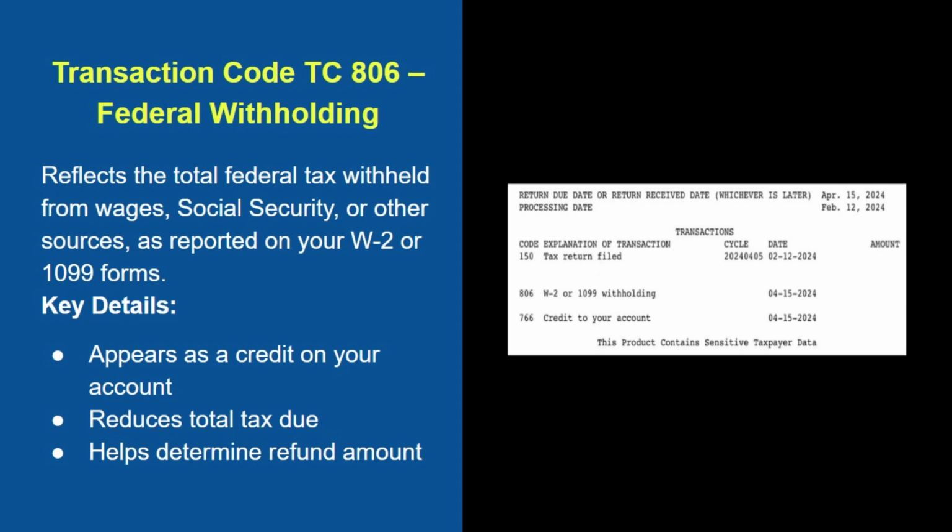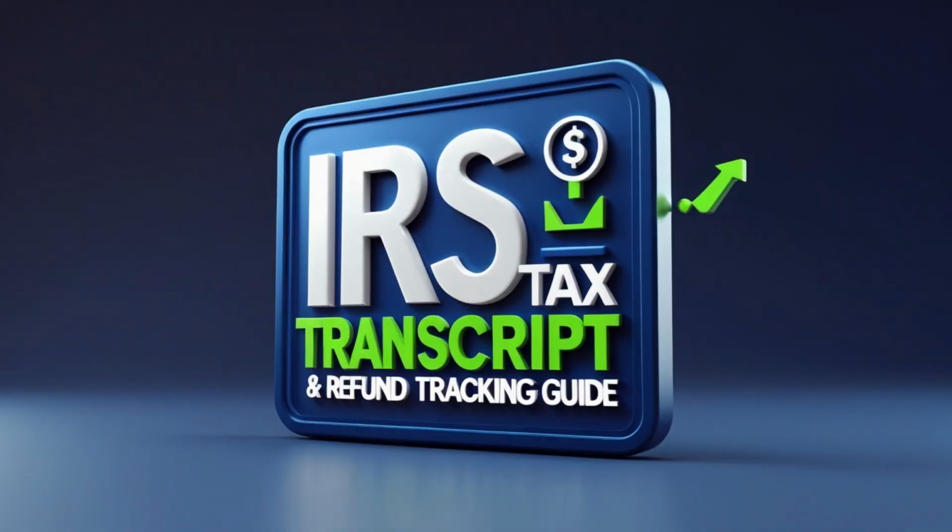Okay, so 150 and 806, those are good signs. Yes, good signs. But what about the codes, the ones that mean there's a delay or maybe a problem? Yeah, no one likes to see those. But again, remember, knowledge is power, right? So knowing why there's a delay can actually help you take the right steps to get things moving.